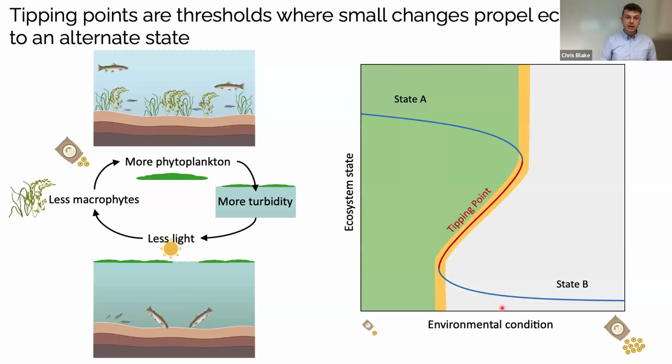So basically, we can find every possible combination of an environmental condition and ecosystem state to map out the whole space and identify under which conditions our lake would end up in state A, here in green, where would it end up in state B, here in gray, and then identify the tipping point in orange in between.